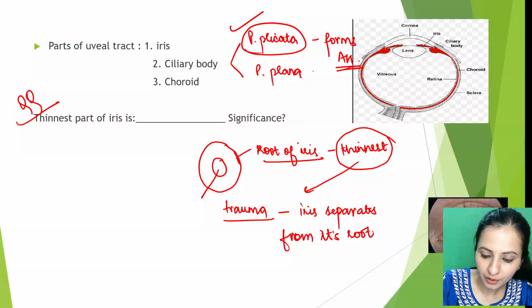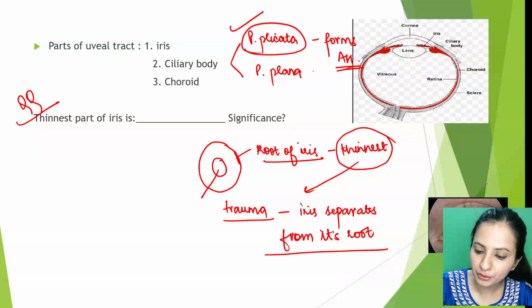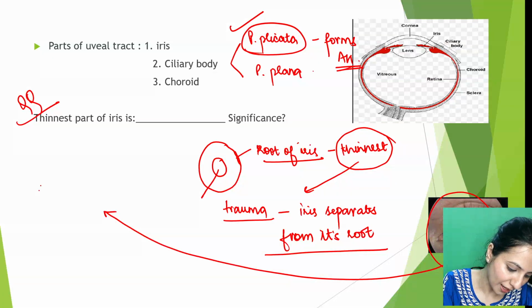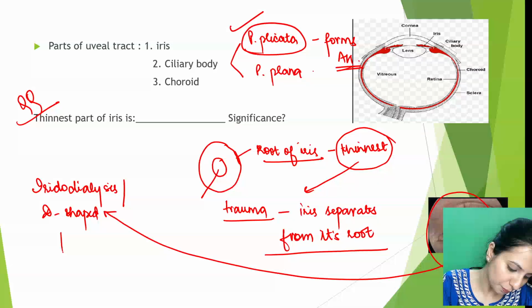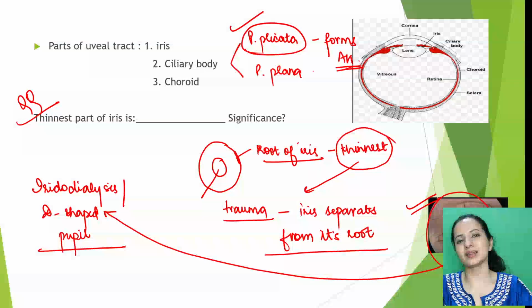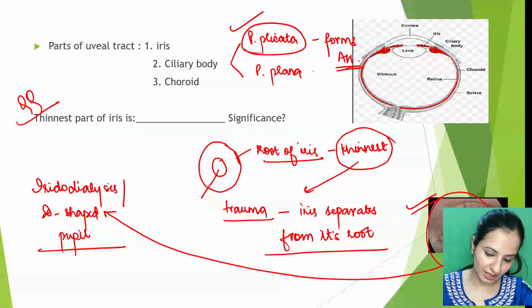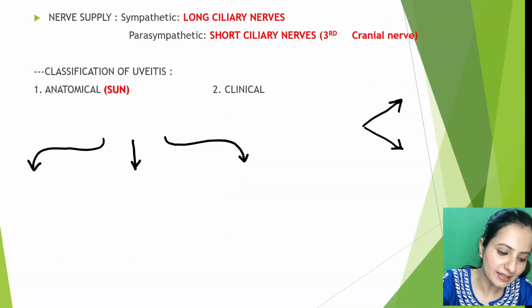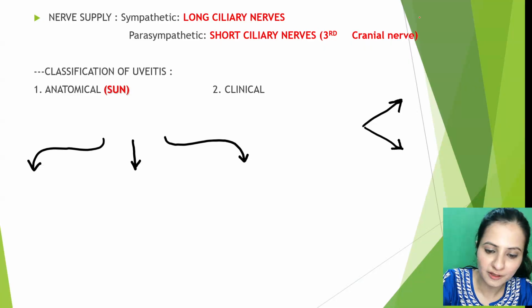Okay. Now, how does it look? If you look at this picture, this part of the iris has separated from its root, and this is what you call iridodialysis, or a D-shaped pupil. So this is a very important exam question, and this was asked in the Jan 2025 FMG exam, what is this condition called. Then looking at the nerve supply, the iris has a sympathetic and a parasympathetic nerve supply.